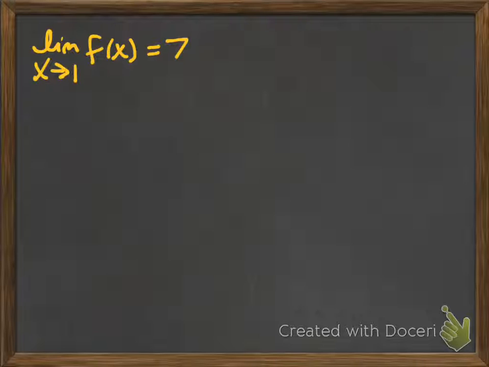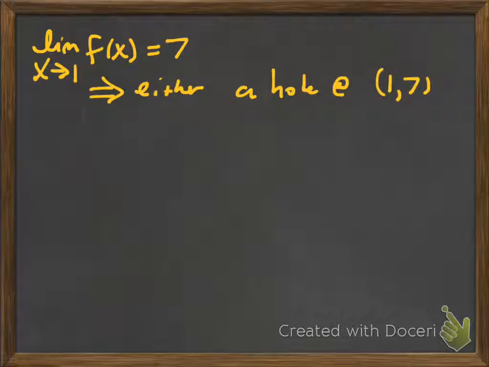There is a hole, so this implies that there is either a hole at 1,7 or a defined point there.